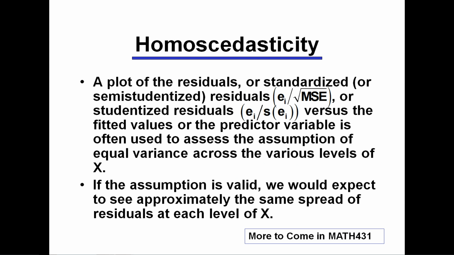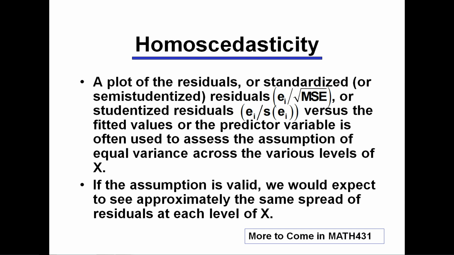Now, another assumption that we make is the assumption of constant variance, that these random error terms, the epsilon sub i, have constant variance across all levels of x. And again, we can't investigate the epsilon sub i. We don't have the entire population, but we can certainly investigate the residuals. We could look at different kinds of residuals. We could look at the residuals themselves, which is what we're going to focus on.